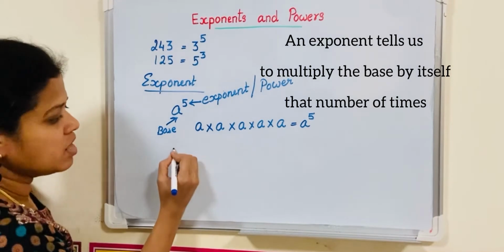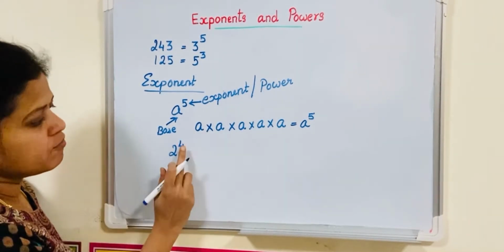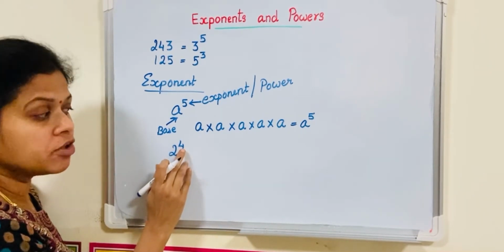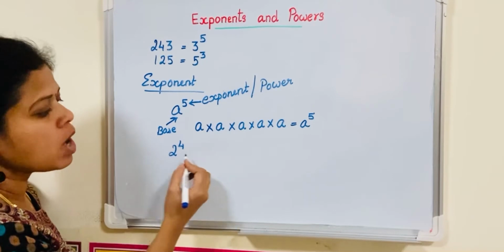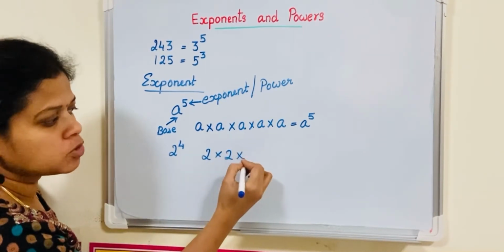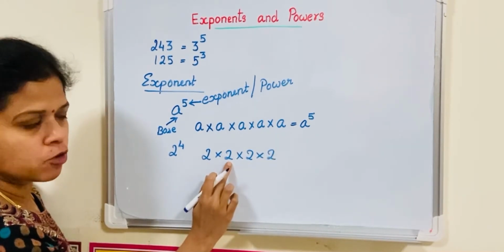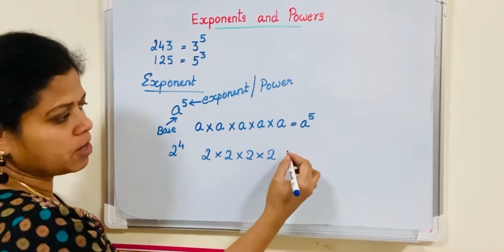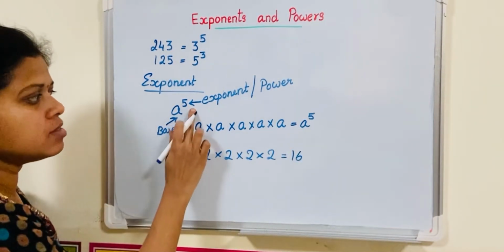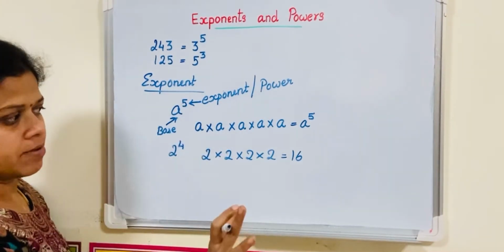For example, 2 power 4 means that here 2 is the base and 4 is the exponent. The exponent 4 tells that 2 has to be multiplied 4 times: 2 into 2 into 2 into 2. So what is the value of this? 2 multiplied by 2 is 4. Multiplied by 2, 8. Multiplied by 2, it's 16. So the exponent is a number which tells the base how many times it has to be multiplied.